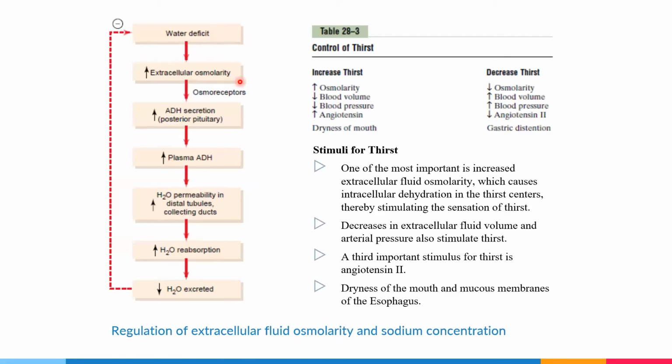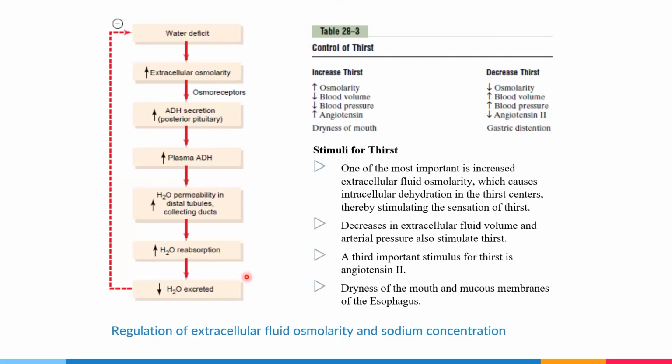Extracellular osmolarity increase stimulates osmoreceptors, which then, after nerve signal conduction, allow the release of ADH. ADH is then secreted into the blood and the plasma, which increases the plasma ADH concentration. After ADH reaches the kidneys, it increases the water permeability in the distal tubules and the collecting ducts. Hence, water reabsorption is increased.